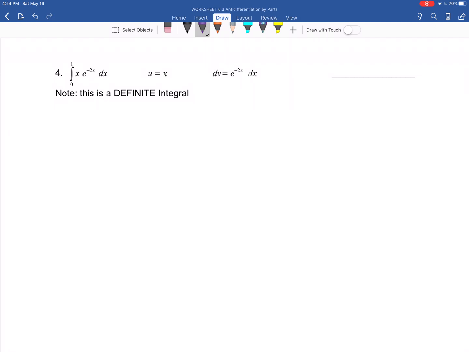Okay, here we go. I picked the x to be the u, and I picked the e to the 2x to be the dv. So we got everything covered. Now, first step, du. The derivative of x, that's just 1.